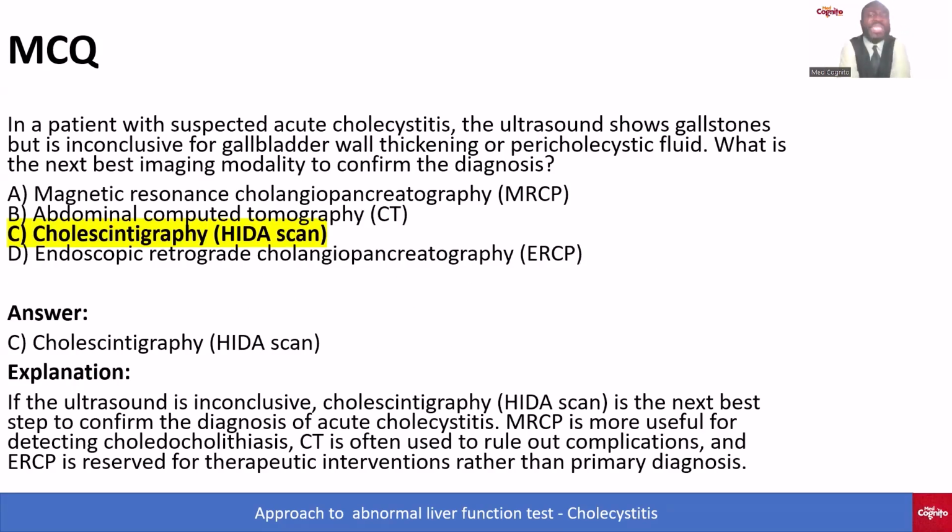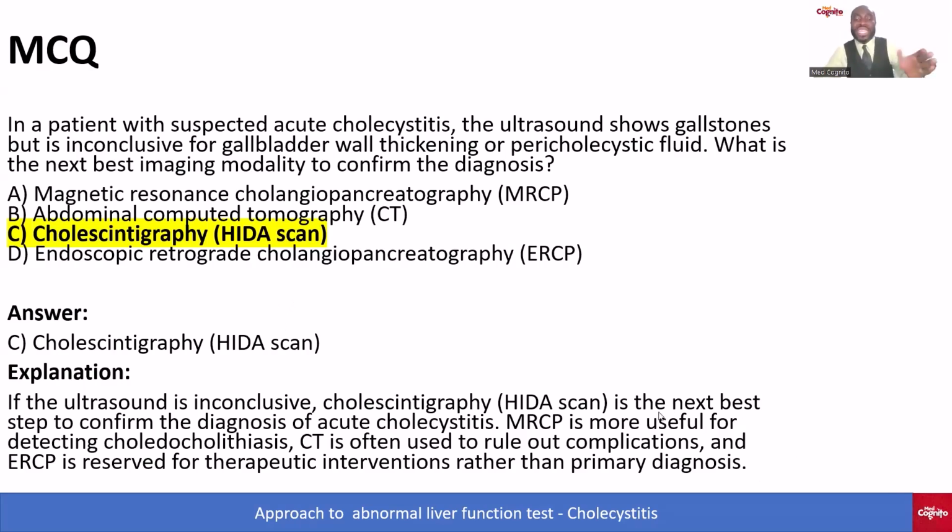Now, the teaching point is this. If the ultrasound is inconclusive, HIDA scan or cholescintigraphy is the next best step to confirm the diagnosis of acute cholecystitis. MRCP is more useful for detecting choledocholithiasis. CT scan is often used to rule out complications, and ERCP is reserved for therapeutic interventions rather than the primary diagnosis. So let's take it again.